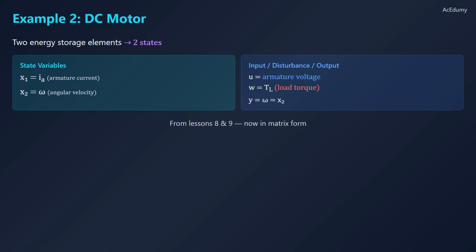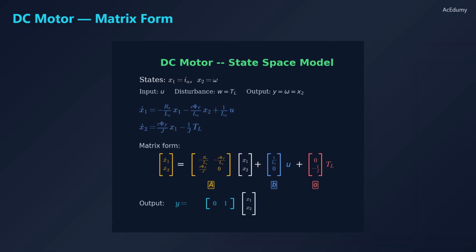Now, let us apply state space to the DC motor from lessons 8 and 9. The motor has two energy storage elements, the armature inductance and the mechanical inertia. So, we choose two states. x1 equals armature current IA and x2 equals angular velocity omega. The input is armature voltage U, the disturbance is load torque TL, and the output is angular velocity, so y equals x2.